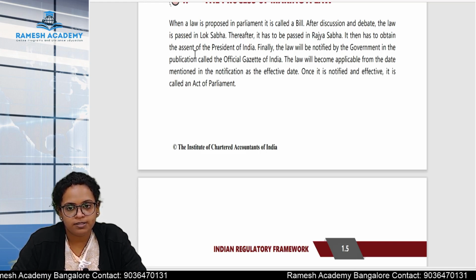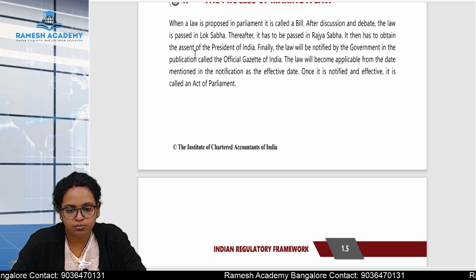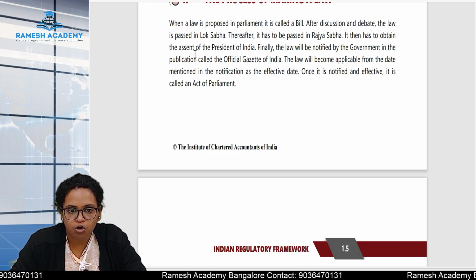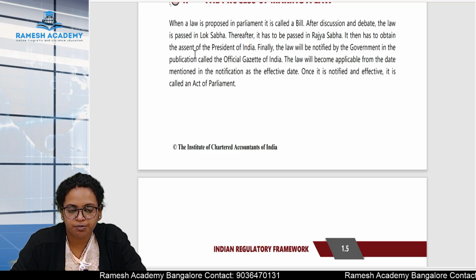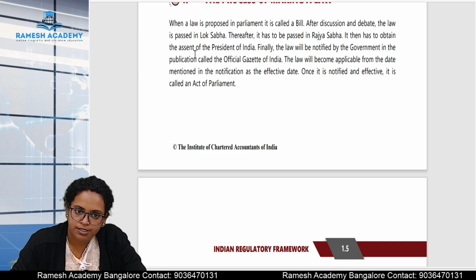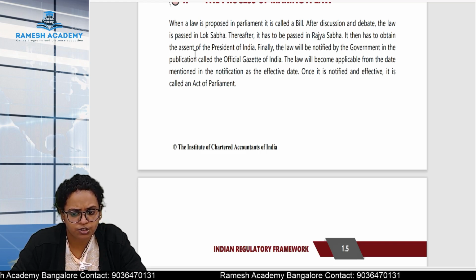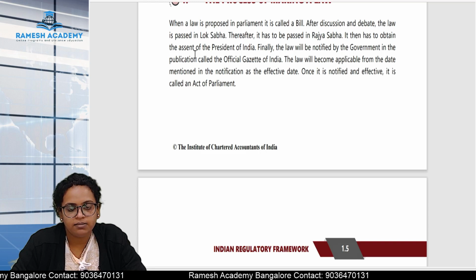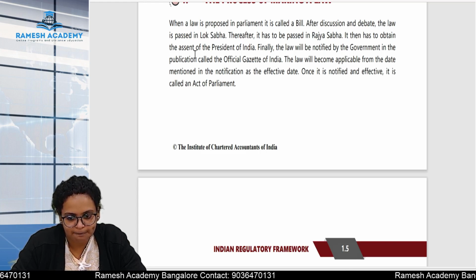So after all the discussions and debates, the law is passed in the Lok Sabha. There are two houses, the Lok Sabha and the Rajya Sabha. First the law is proposed in the parliament, and before it is stated to be a law, it is called a bill. Then after discussions and debates, it is passed in the Lok Sabha. Thereafter it has to be passed to the Rajya Sabha. It then has to obtain the assent of the President of India.